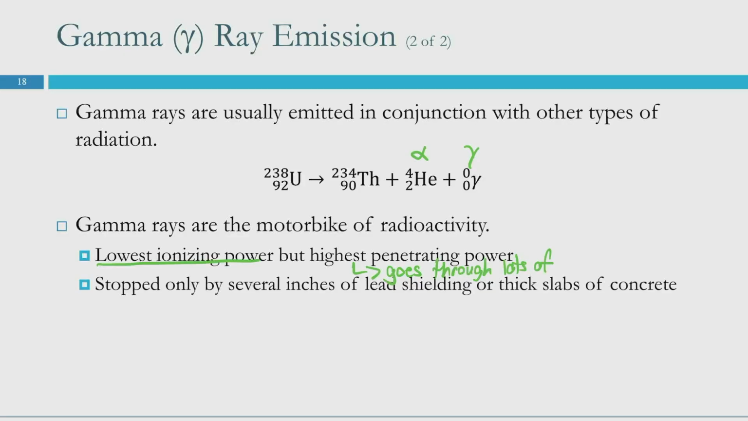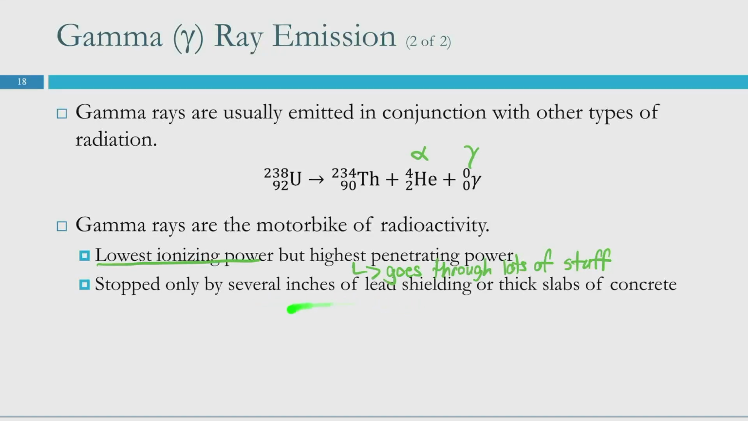So gamma rays go through lots of stuff. Like you have to go out of your way to put the materials in place to stop gamma radiation. It'll probably just go right through you. And so they can be stopped by several inches of lead shielding, or appropriate levels of lead shielding.